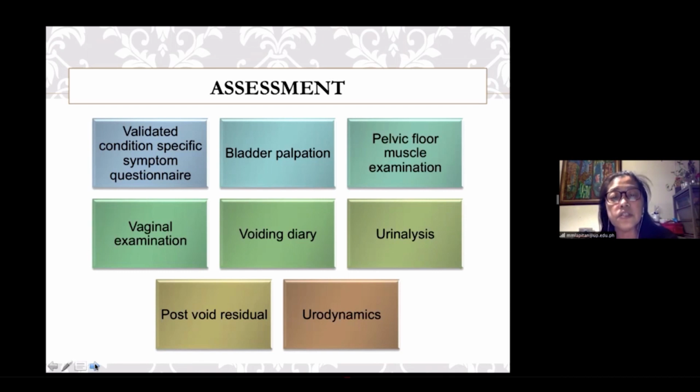Now, post-void residual measurement, mainly through the use of the ultrasound, is an important part of the assessment of the underactive bladder or bladder outlet obstruction. And finally, there's urodynamics, and this is the assessment tool that I would consider as the key diagnostic tool for voiding dysfunction.